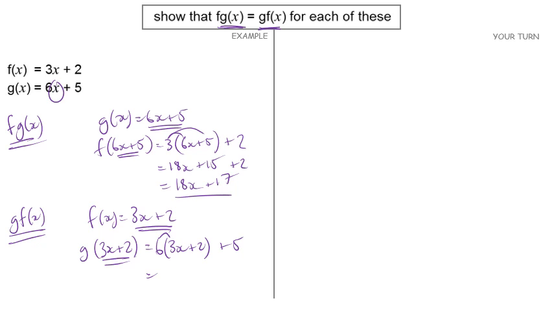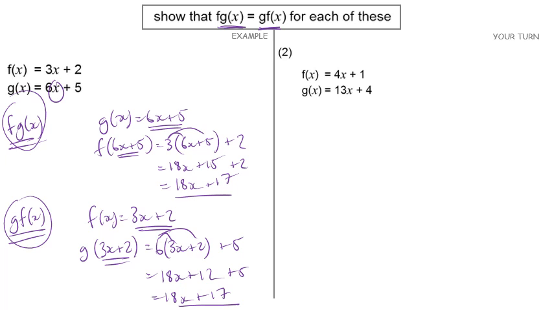And again, we'll expand those brackets. And finish by tidying that up. And you can see again we've got 18x plus 17, so we've shown that f of g of x is equal to g of f of x. Pause the video and have a try with this one.